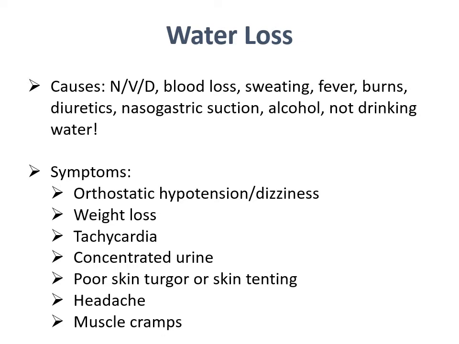Nasogastric tubes, so a tube that goes into your stomach for us to suck fluids out of. We keep track of how much fluid we are removing from the stomach so that we can give back the fluid, say, through an intravenous line. Okay? Alcohol is a bit of a diuretic, so that can lead to more water loss. And not drinking water, right? So not maintaining hydration will lead to dehydration.